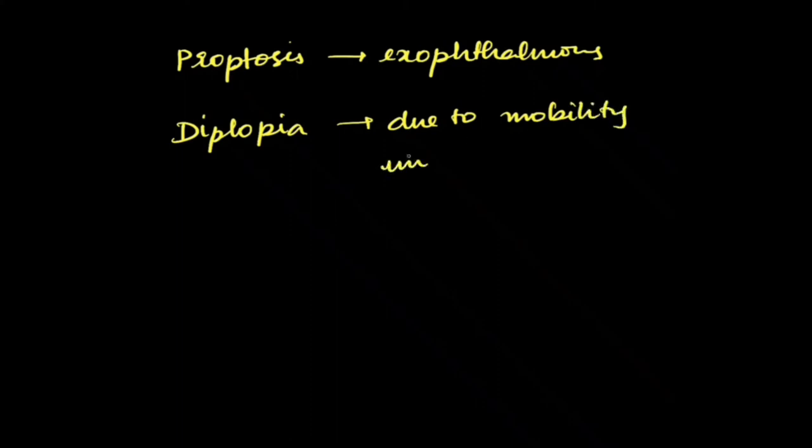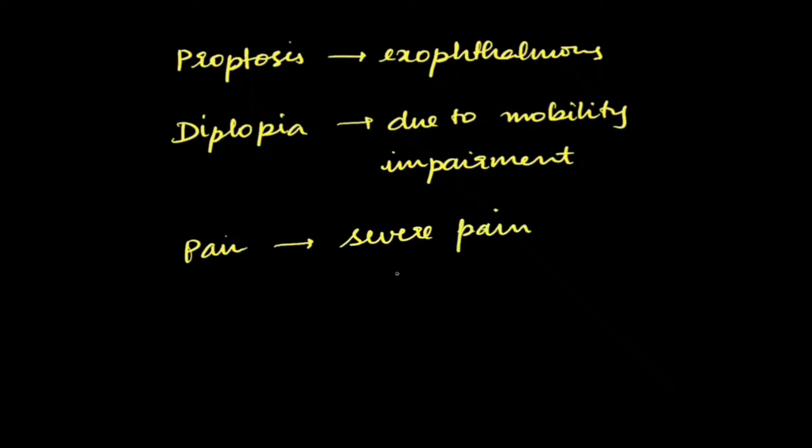So explaining one by one. Proptosis is exophthalmos, so the eye appears protruded. Then diplopia, double vision. It is due to impaired mobility, so it causes double vision. Pain will be severe actually, and it will increase when you try to move the eye or when external pressure is given.